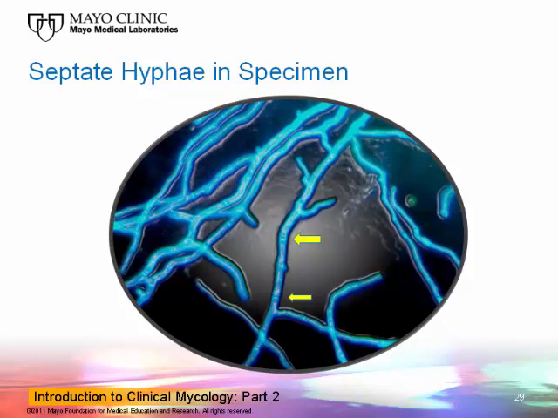You can see that this organism with a filter combination appears to be blue-white. And there are septations at the tip of the arrow. So this would be an example of septate hyphae in a clinical specimen.